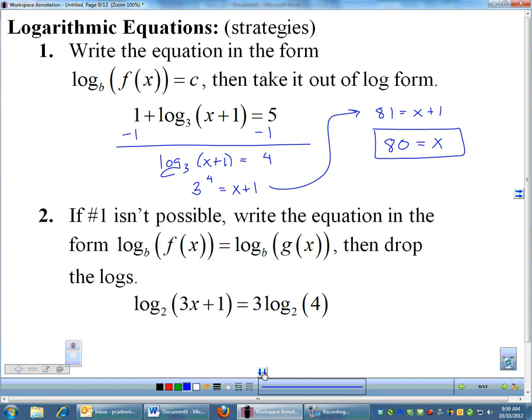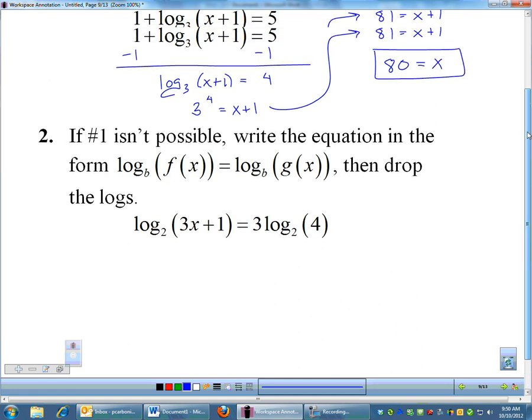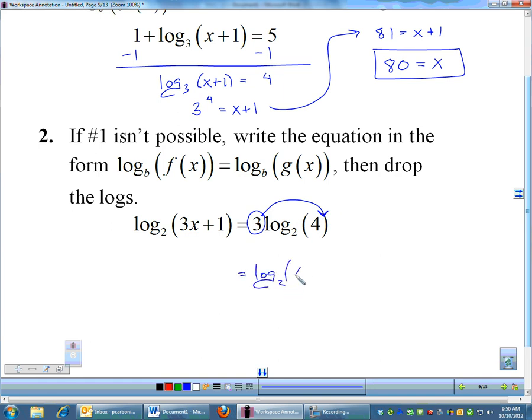The other option, if you cannot just get it equal to a nice number like I did up here, right here I just had it equal to 5, which eventually became a 4, then you'll want to write it as log of something equals log of something, and then you can drop the logs. Now this one is almost in that form, but I have this 3 in front, so I need to take care of that 3. I'm going to bring it up as an exponent inside here, so that's going to be log base 2 of 4 cubed. On the left side, I don't have to change. Log base 2 of 3x plus 1.